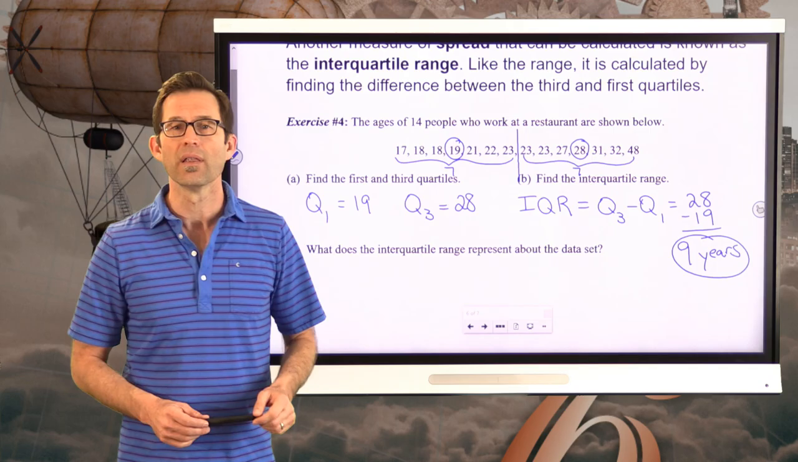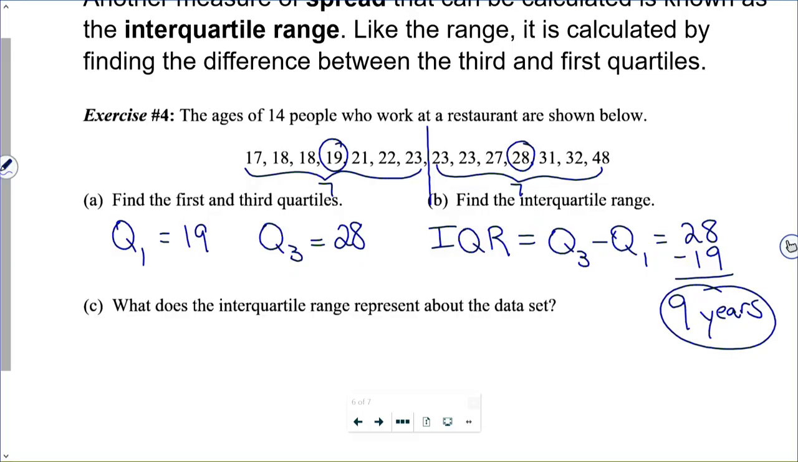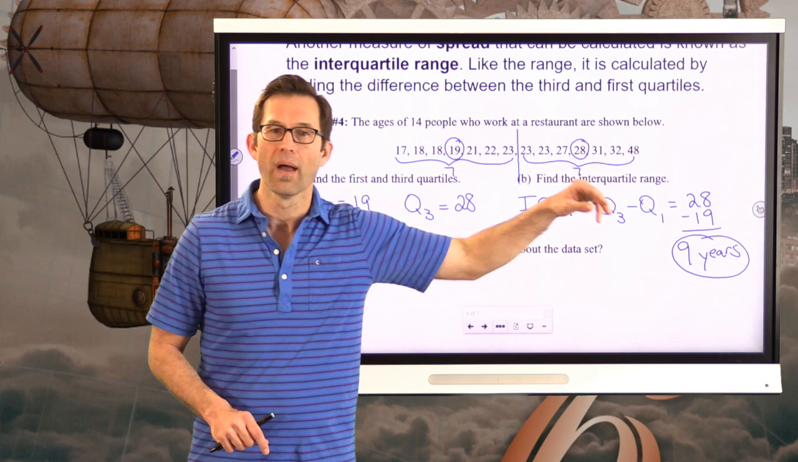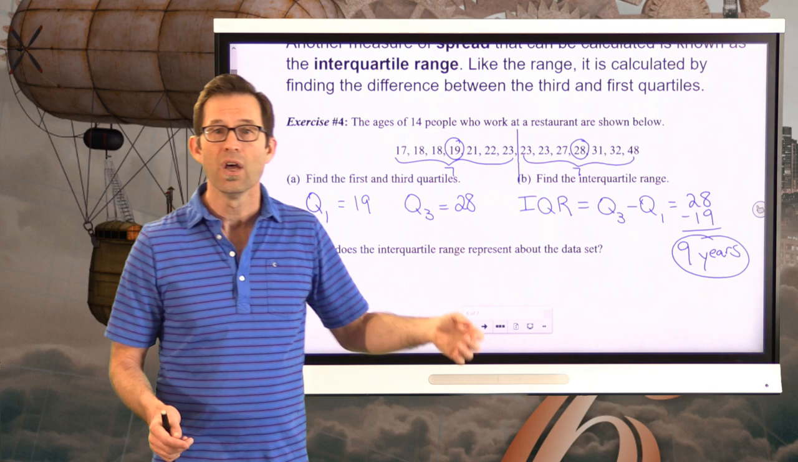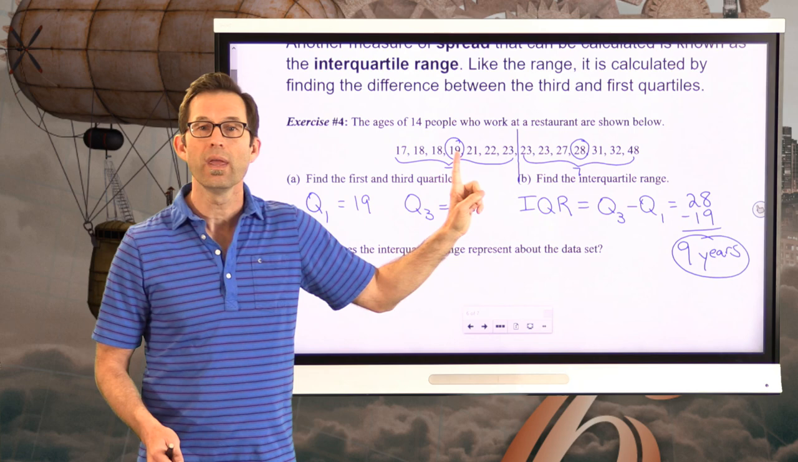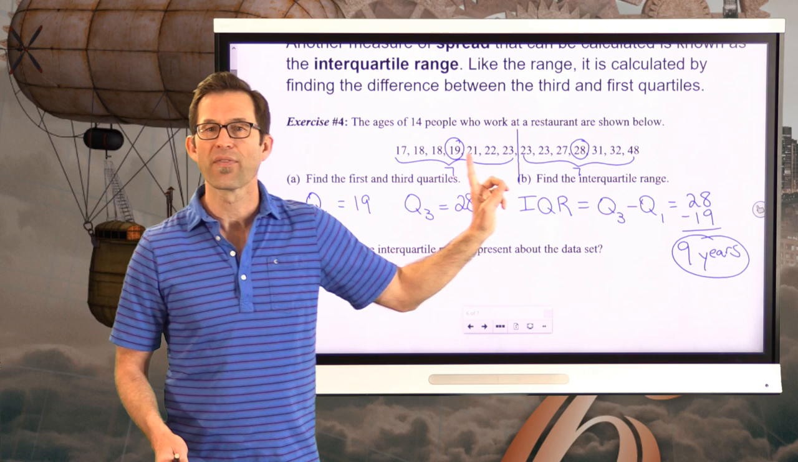Now let's take a look at letter C. What does the interquartile range represent about the data set? Well, again, think about this. You've got your min, you've got your max, you've got your median, and then you've got this data value and this data value. In theory, 25% of the data should lie here, 25% here, 25% here, and 25% here. So between Q1 and Q3, which is what we're really dealing with right here, we're talking about the middle 50% of the data. In fact, let me really write that up here, right?